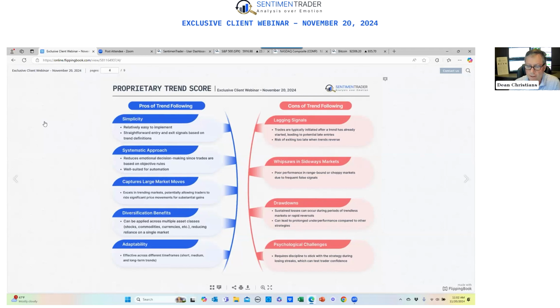And of course, drawdowns. Depending on the duration that you use for a trend following system, the longer the duration, obviously, the longer it takes to get out, or the longer it takes to get in. And so they're susceptible to drawdowns. And then, of course, psychological, you always have to have the discipline to follow your trend following system. When you don't have that discipline, then you're susceptible to losing confidence, and that's always a bad thing when it comes to trend following.